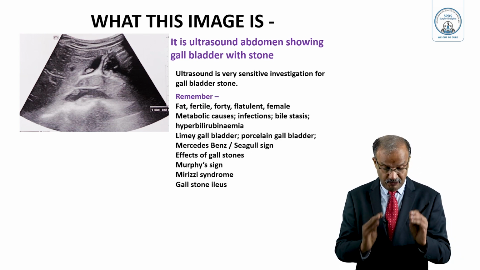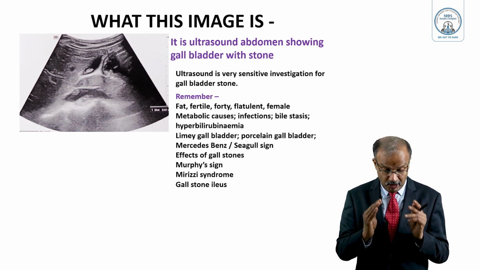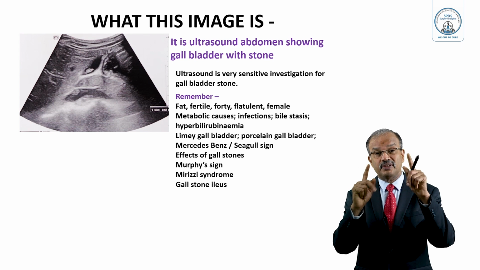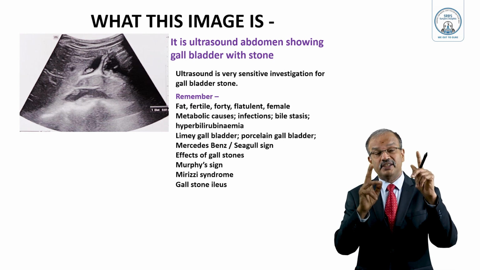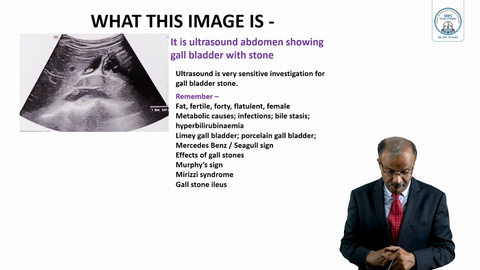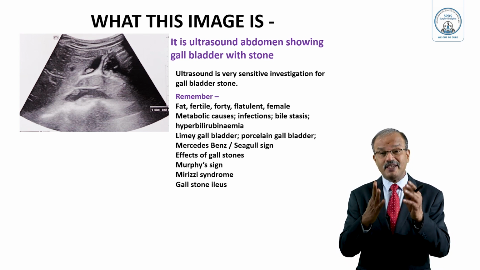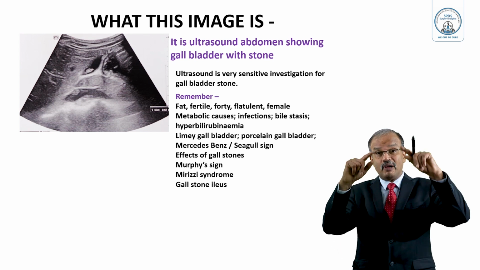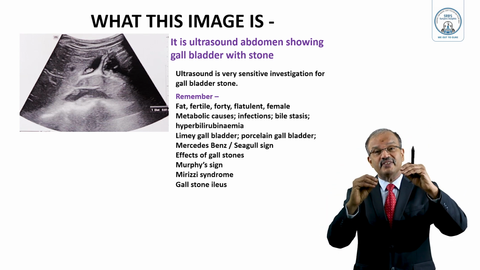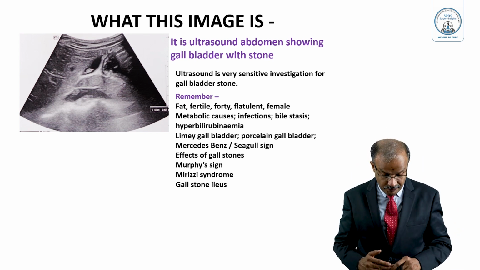And remember fat, fertile, fatty, flatulent female as a causative agent. Remember metabolic causes, lithogenic bile: cholesterol, lecithin, and bile salts are the three components of lithogenic bile. Infections, bile stasis, hyperbilirubinemia, limey gallbladder. Remember limey gallbladder. Limey gallbladder contains lime-like content, so they call it limey gallbladder.